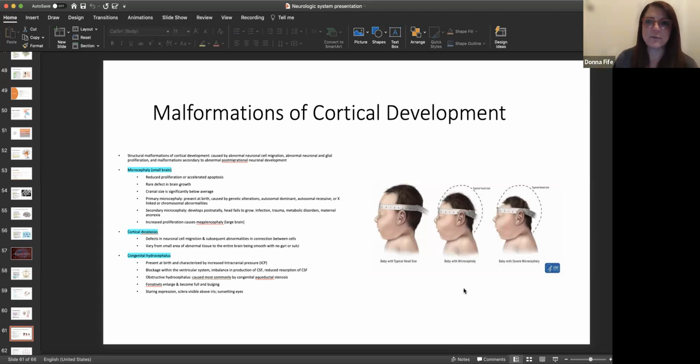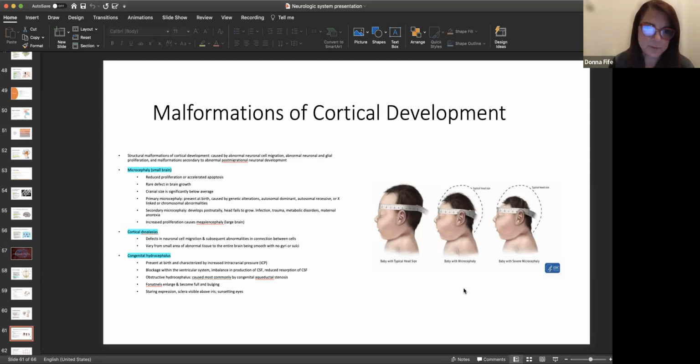Cranial size is significantly below average. That's why, again, we're looking at head circumference on infants. Primary microcephaly is present at birth, usually caused by genetic alterations: autosomal dominant, autosomal recessive, or X-linked, or chromosomal abnormalities can lead to this. Secondary microcephaly develops postnatally, in which the head fails to grow, and this can be caused by infection, trauma, metabolic disorders, and maternal anorexia.